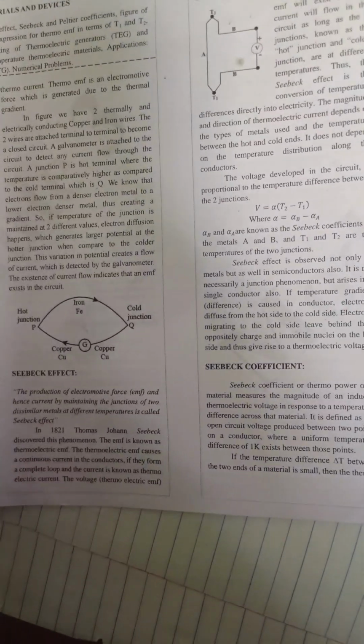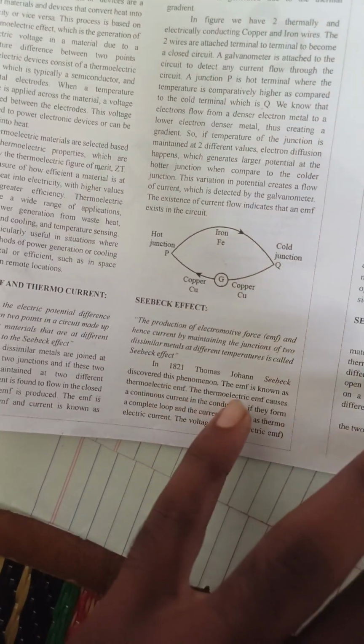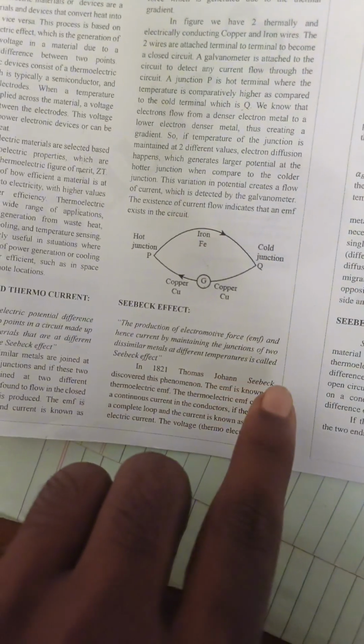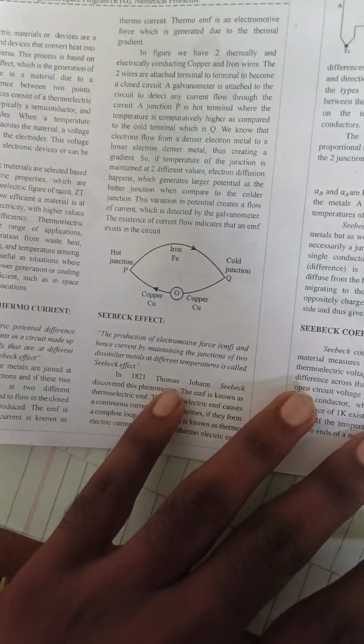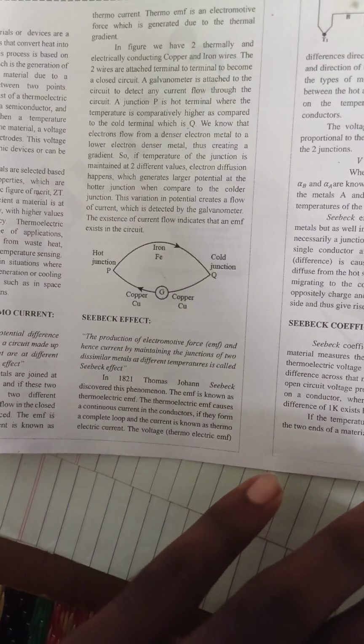Let's practice this. You can remember it as 1821, Thomas Johann Seebeck. He discovered the thermo EMF that causes continuous current. Make these points in the book.